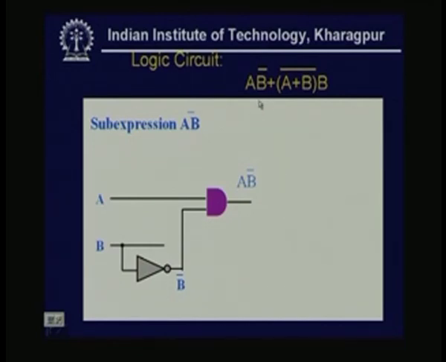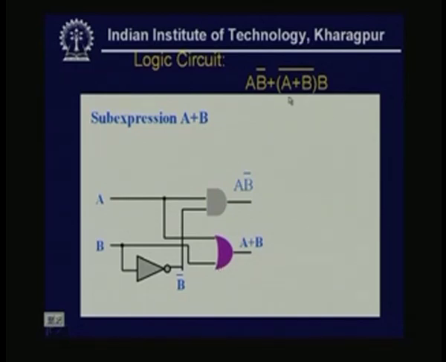Now, I want A B bar, meaning A dot B bar. So, I have the A line, I have the B bar line. So, I will put one 2 input, one output AND gate, whose output is that A B bar. This is the circuit for the sub expression A B bar.